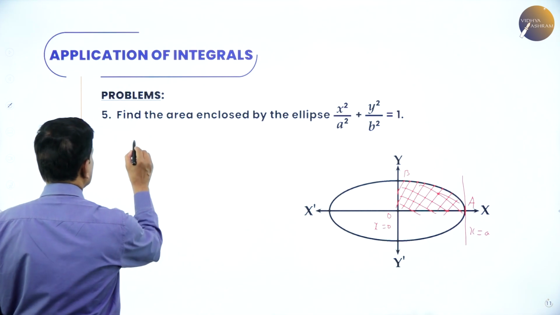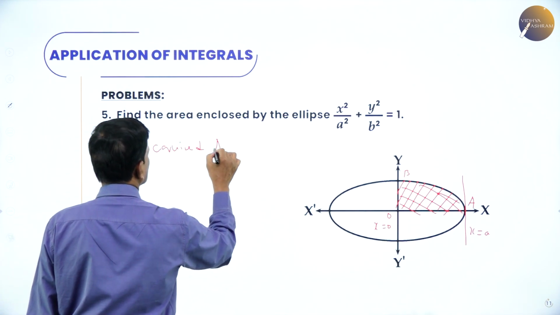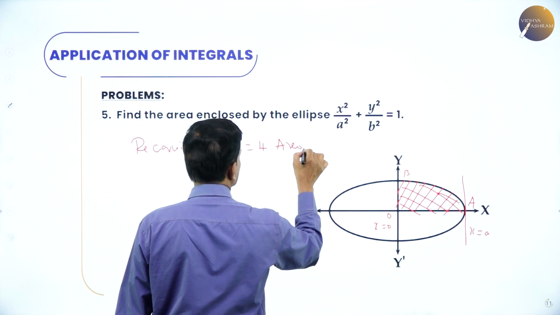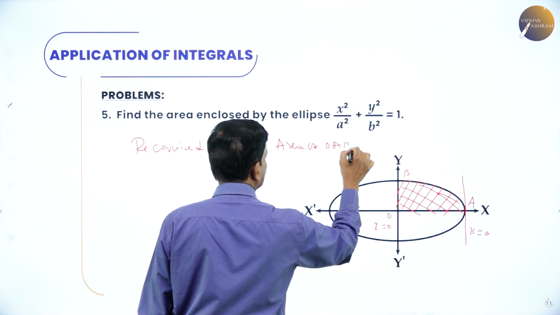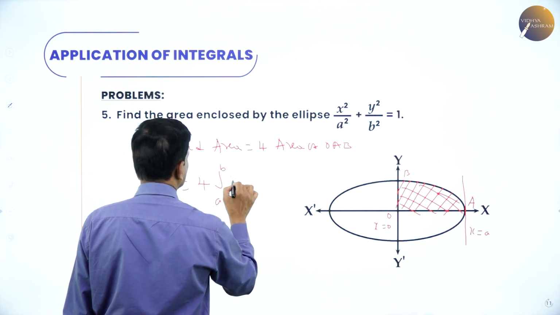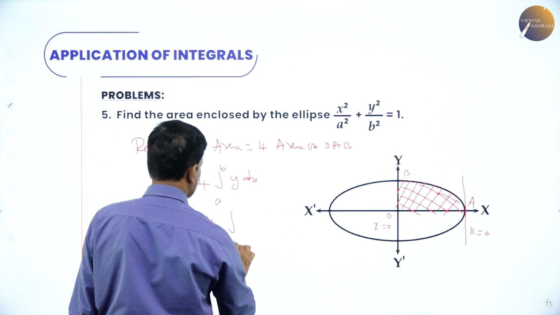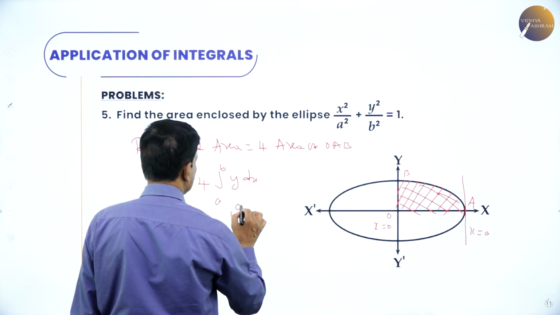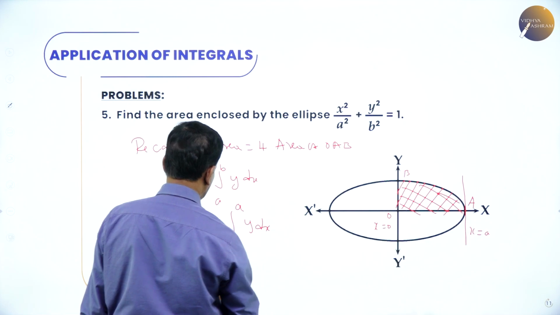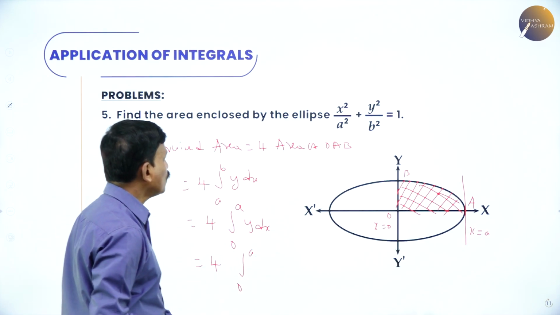The required area is equal to 4 times the area of the sector OAB. So this is equal to 4 times the integral a to b of y dx. That is 4 times, what is a? A is 0. B is equal to a, into y dx. Just find out the value of y from the equation. So this is 0 to a. What is y from this?